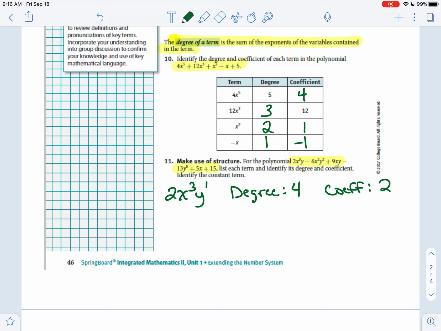And let me pick a different term. I'll go into the third term. How about the 9xy? So for the 9xy, the degree is going to be 1 plus 1, 2. And the coefficient will be 9.